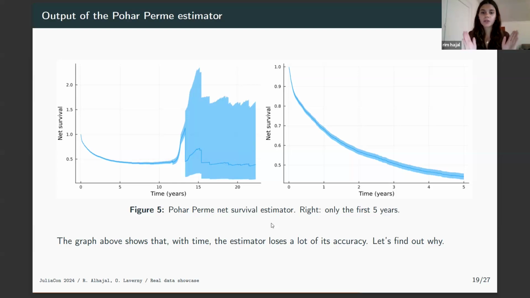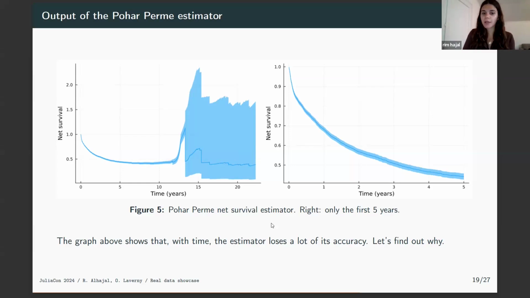And when we're focusing only on the first 5 years, we get a more coherent or logical survival probability that is constantly going down. And around 5 years, we're already at under 0.5 survival probability.